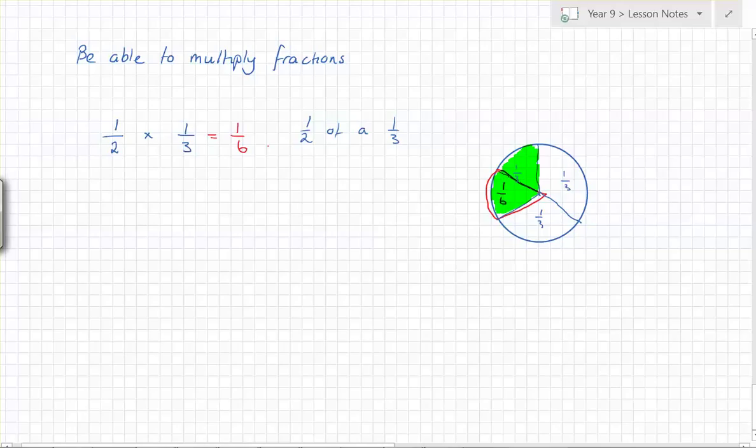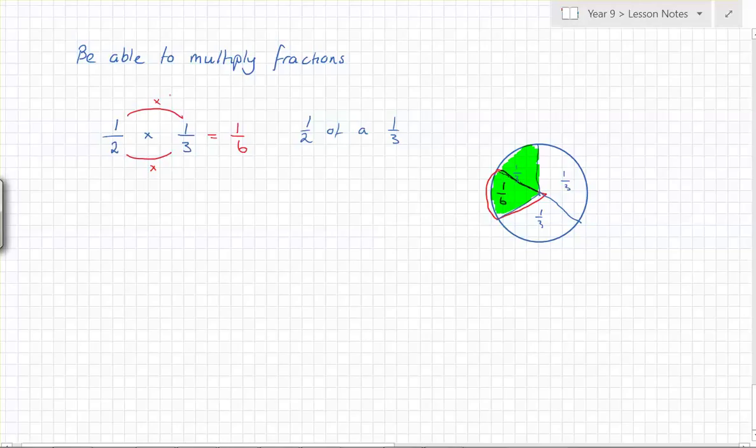Now, what do you notice? Do you think there's a quicker way of doing it? What do you reckon, Jaina? 2 times 3, and 1 times 1. Okay, so it works.